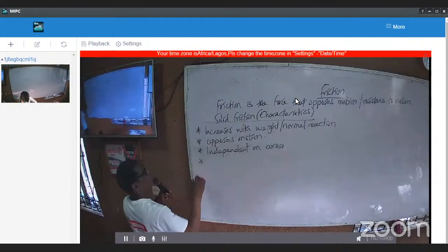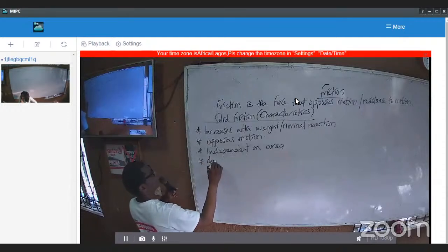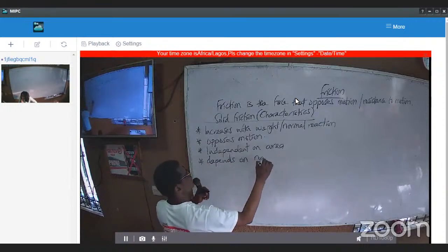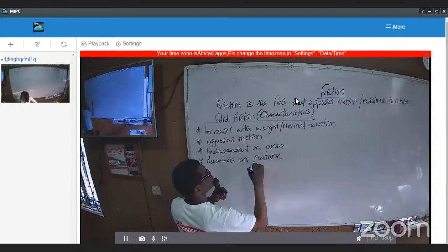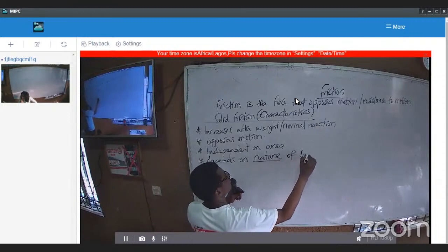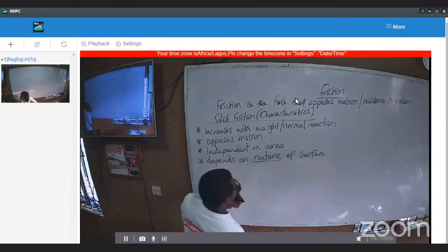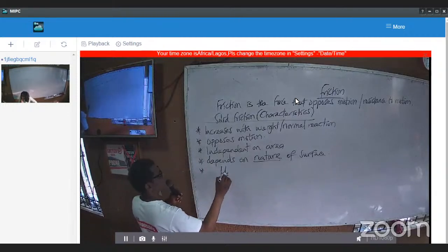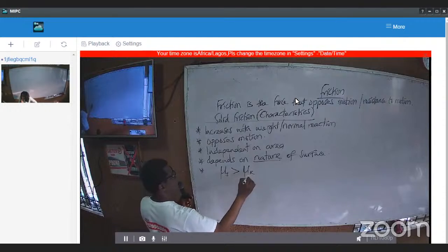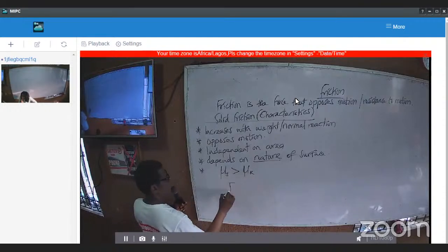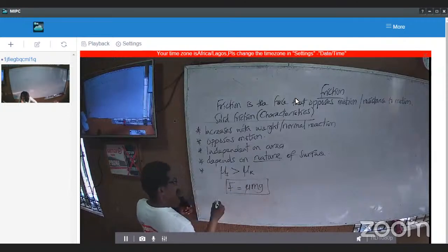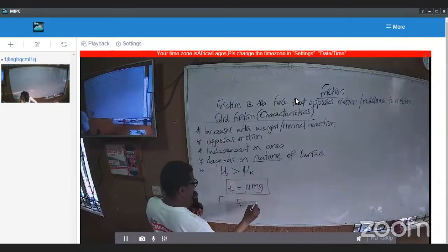Number 4, depends on the nature of the surface. N-A-T-U-R-E. Under this, mu s for solid is greater than mu k for friction. And then we know that F is always mu mg. Then force minus friction is always ma.